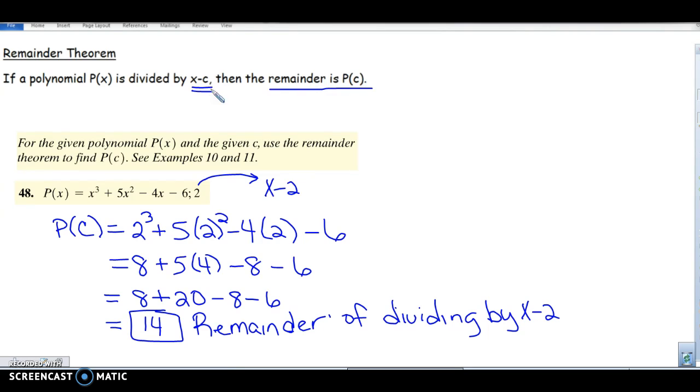So if we wanted to know what was the remainder of dividing the entire polynomial by, let's say, x minus 2, we would be able to do that by just plugging in 2 to the function and calculating what the result would be. So the remainder theorem allows us to come up with the remainder rather quickly without going through the entire process of division.